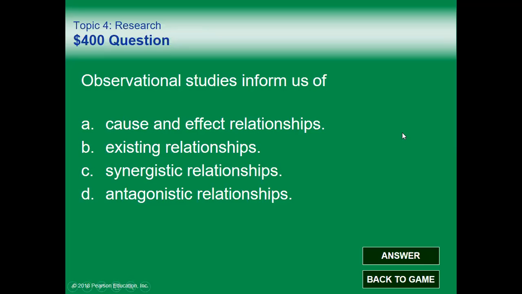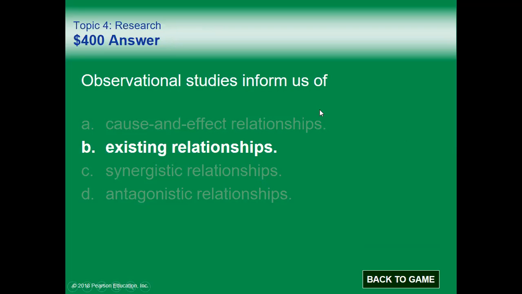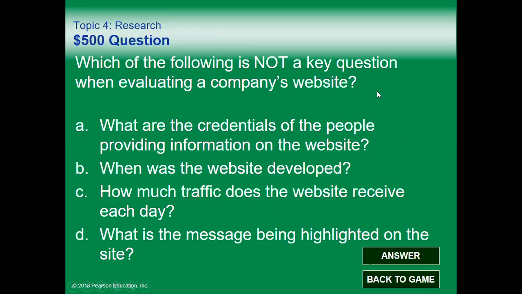Observational studies inform us of what? I want to say it's A. I'm not 100%, but that sounds correct. Oh, actually existing relationships, okay? Okay. Existing relationship. Which of the following is not a key question when evaluating a company's website?